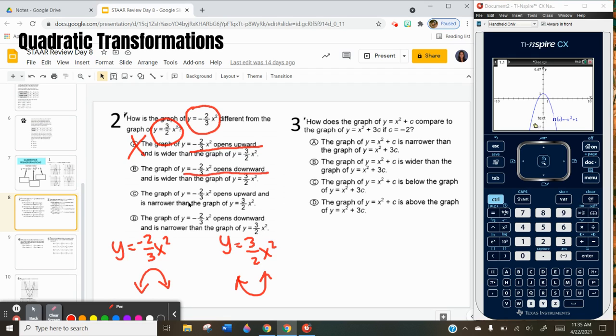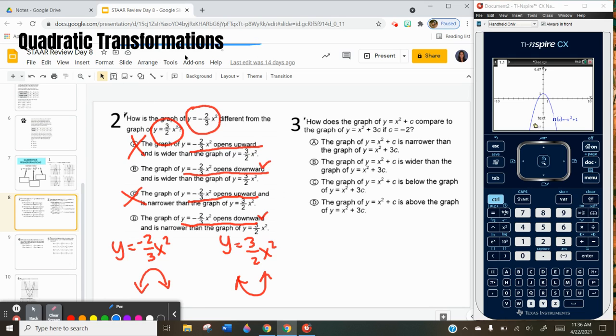Yes. C says negative 2/3 x squared opens upward. We said it won't open up. And then D says y equals negative 2/3 x squared opens down. So yes, it opens down. Now let's talk about the wider and the narrower part.